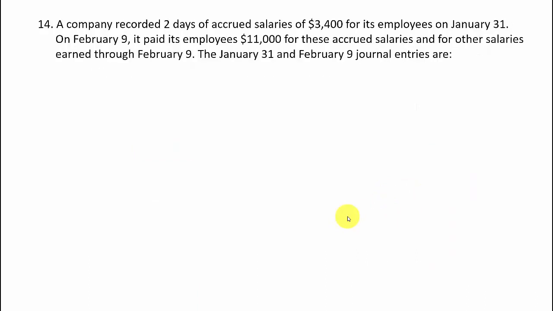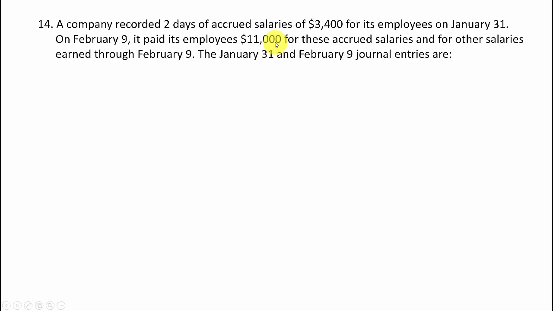Okay, number 14. A company recorded 2 days, for accrued salaries of $3,400 for its employees on January 31st. Now what that means is they worked sometime in the last 2 days of January. We owe them $3,400, but we're not going to pay them until the next paycheck, which comes out on February the 9th. And on that paycheck, the total paycheck was for $11,000.